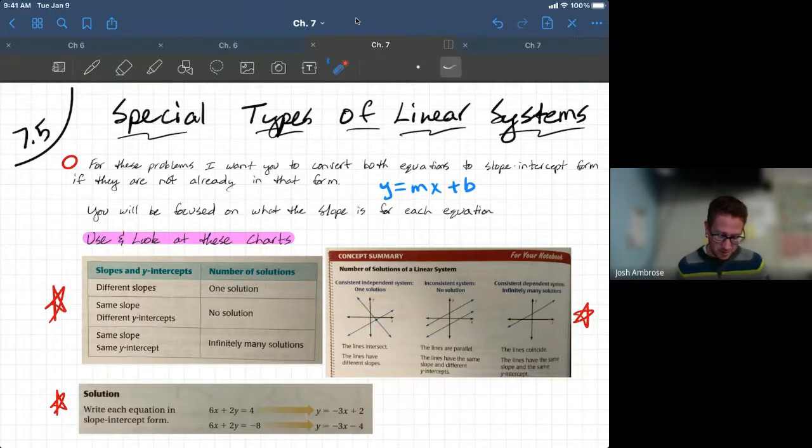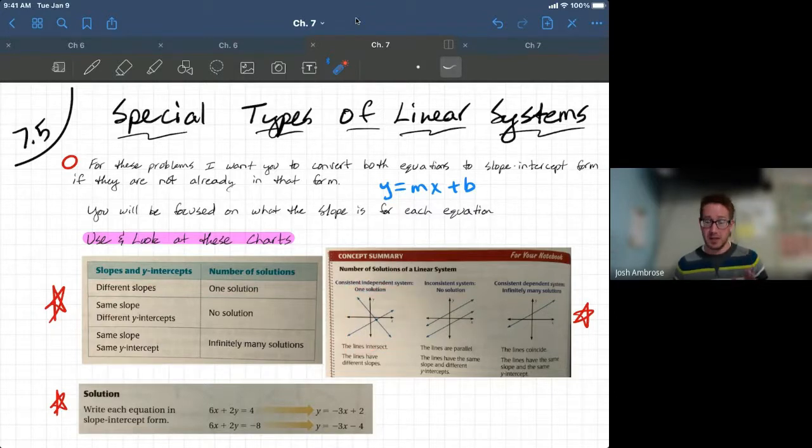Then you're looking at the slopes. Do they have a different slope? Do they have the same slope? Do they potentially have the same slope and the same y-intercept? There are a couple of things we can gain from that. Once they say y equals, you can determine different slopes. Immediately, you know there's one solution. And this is an example of what the graph might look like.